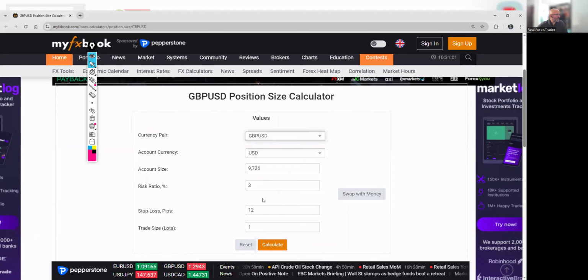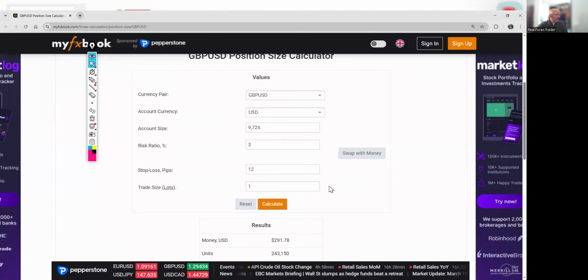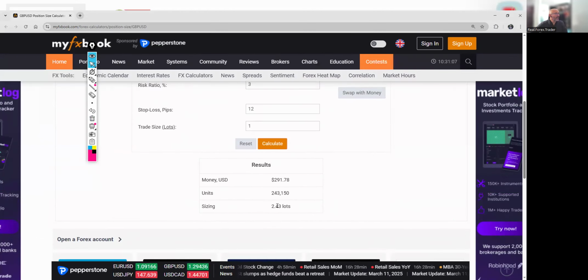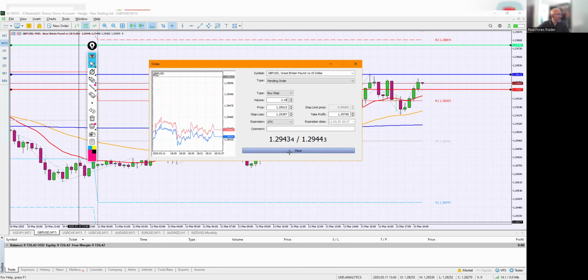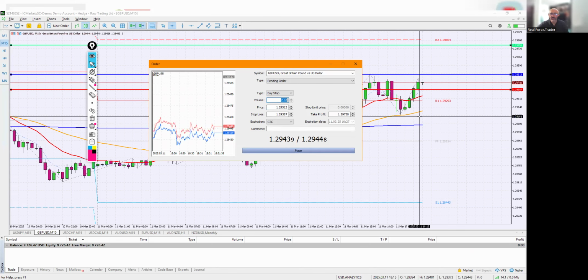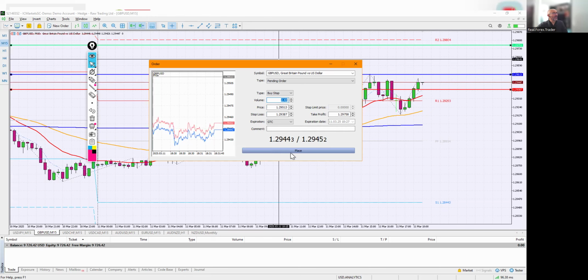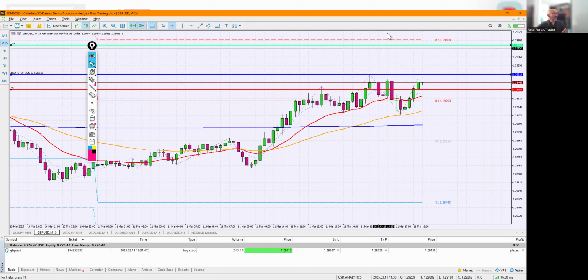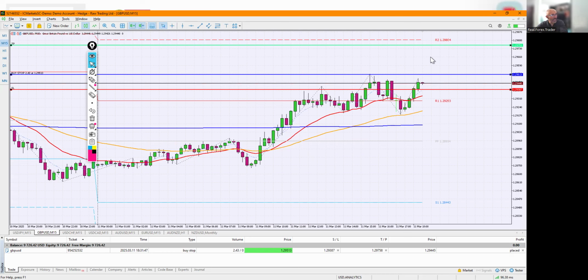All right, and let's calculate again. According to this, a little bit more, so the lot can be a little bit bigger. So I do the adjustment here. I know it's the same. Look at this, 2.43, it didn't change at all. Okay, what is the next step? Place, right? And let me delete my guidelines.